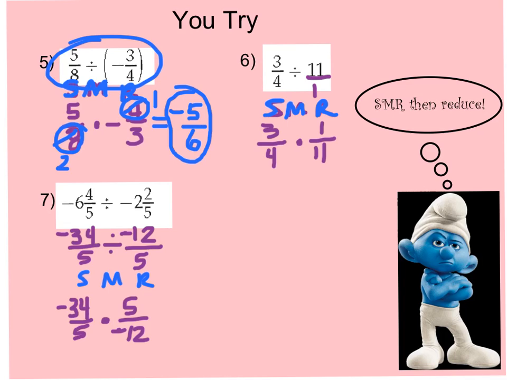On number 6, I'm looking for something to reduce, but I do not see anything, so I'm going to just go ahead and multiply my numerators and my denominators. That gives me 3/44.